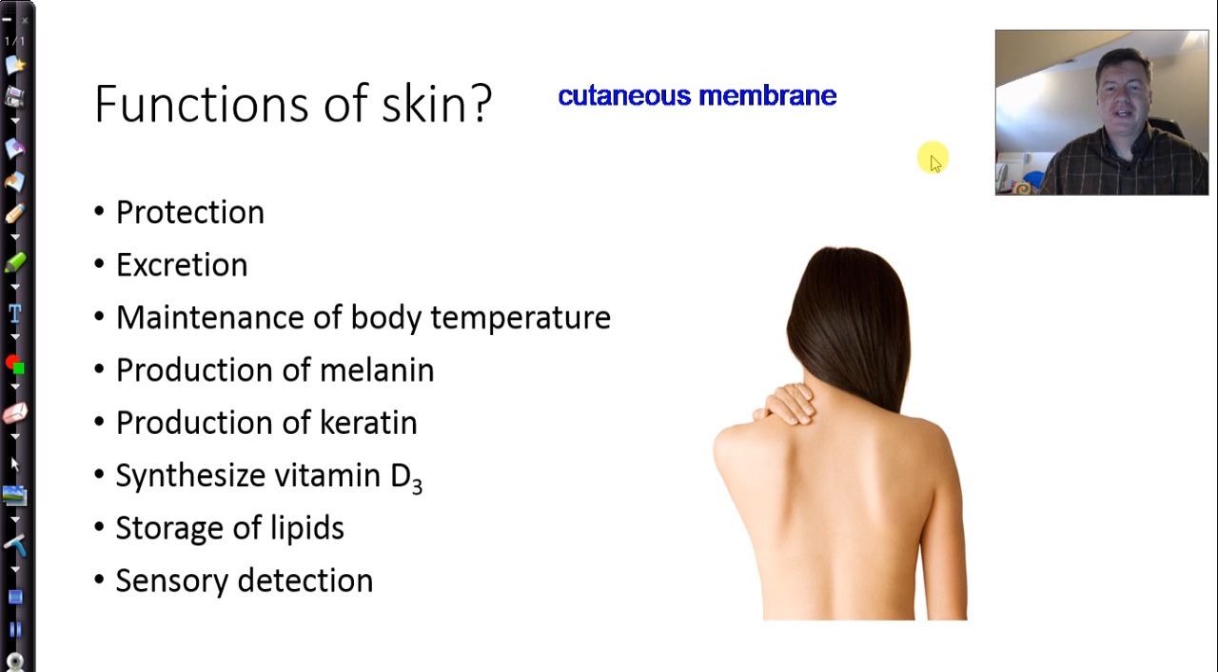When we think about protection, we recognize that the skin protects us from chemicals, from microorganisms, from even the sun to some degree, and we'll talk about that more in a moment. It also excretes. It does allow us to get rid of certain salts, get rid of water as part of a cleansing process.